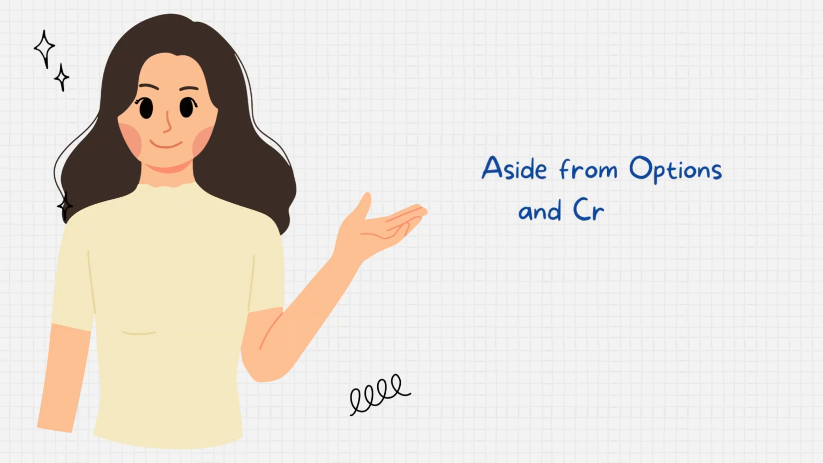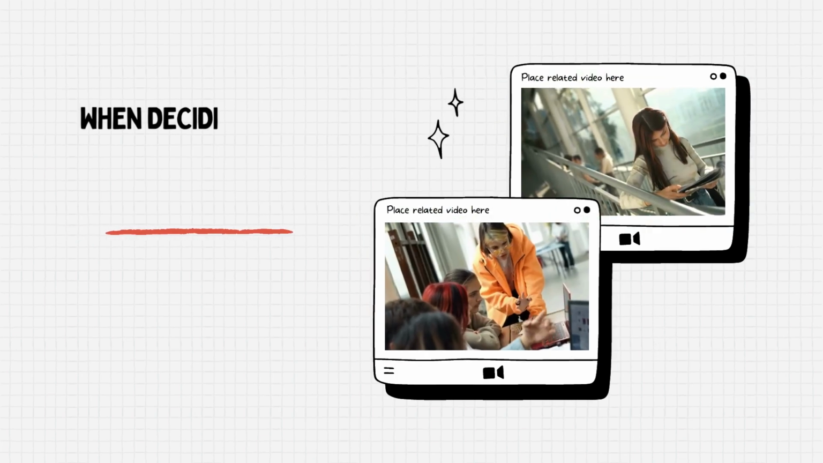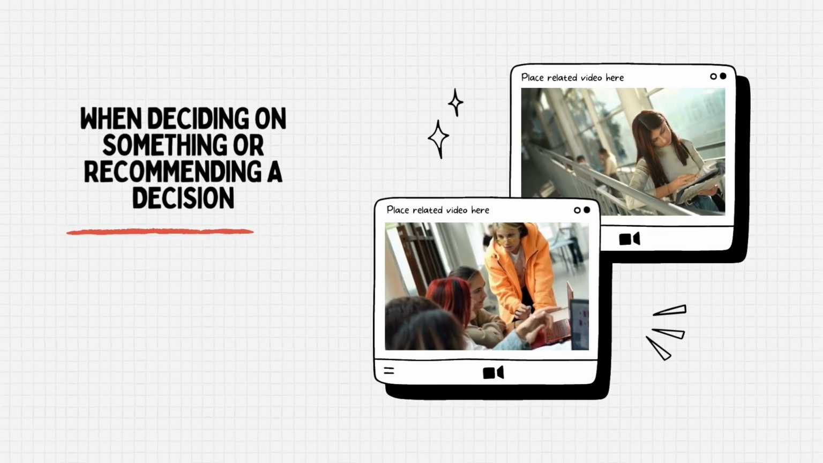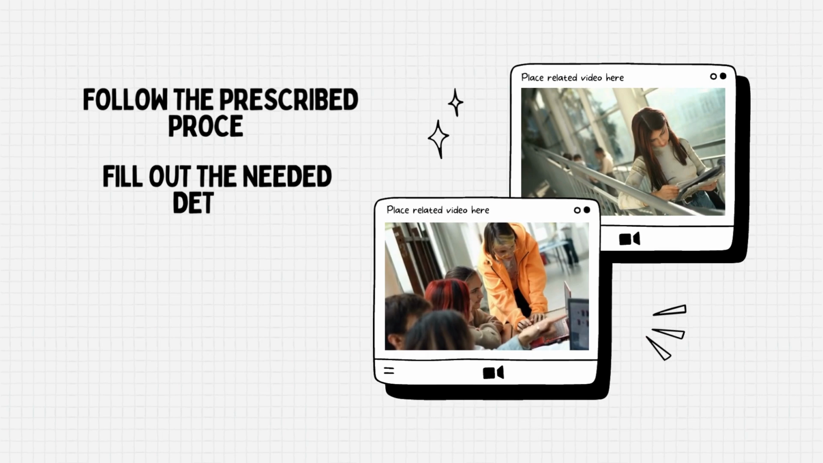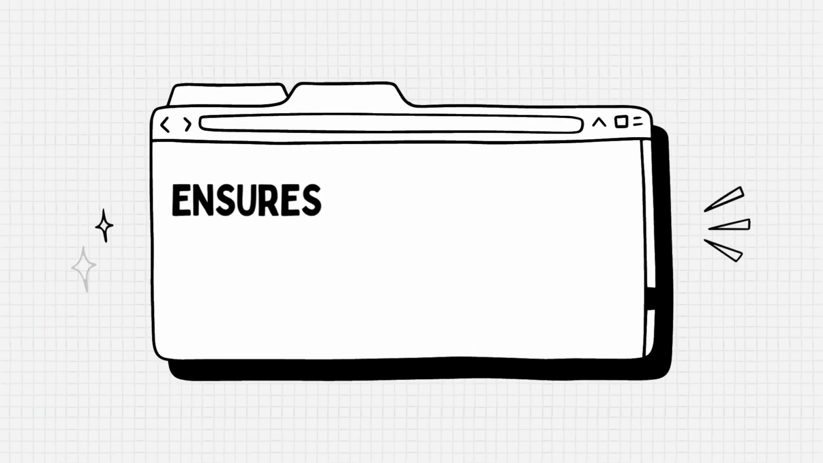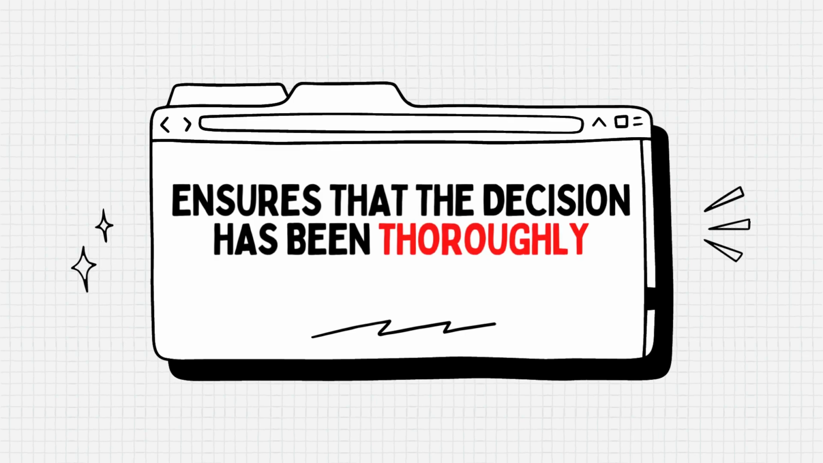As mentioned earlier, aside from the options and criteria part, the other parts of the advanced form are the same as those earlier discussed in the simplified form. We highly recommend, if you are deciding on something or if you are recommending a decision, that you follow the prescribed process above and fill out the needed details. Both the process and details will help ensure that the decision you make or recommend has been thoroughly evaluated.